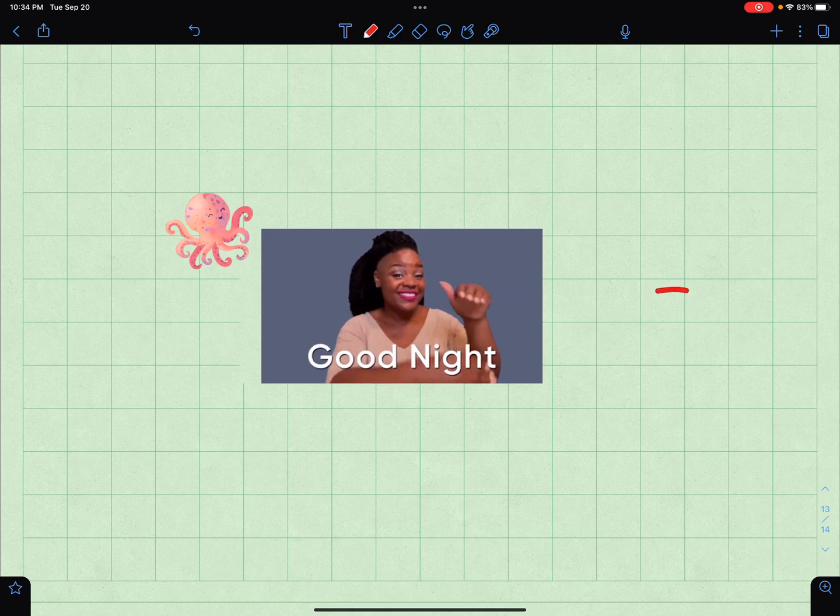Did you know this is good night in sign language? Good, and then night, like a setting sun going over the horizon. That's her hand going over the horizon of her other arm.